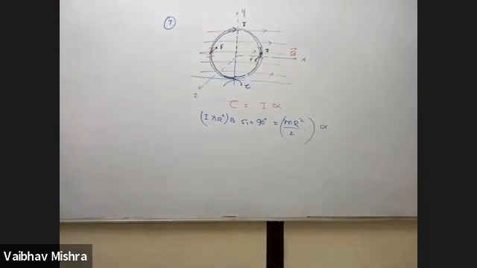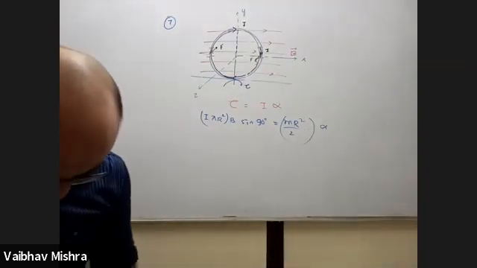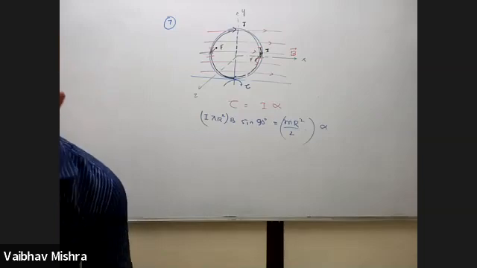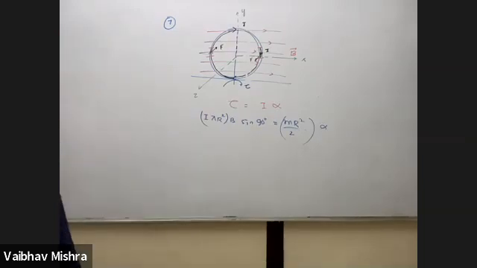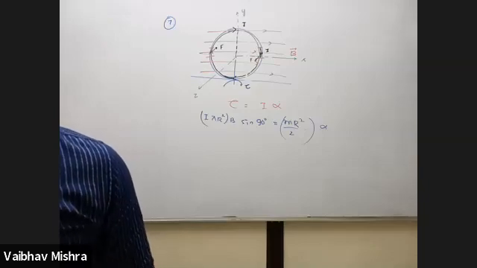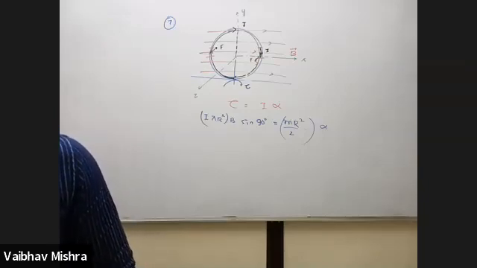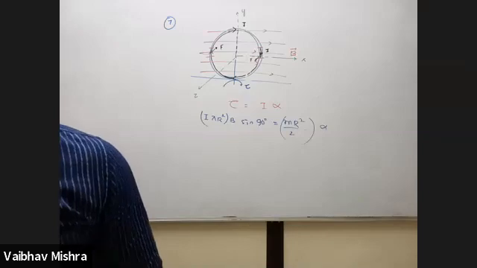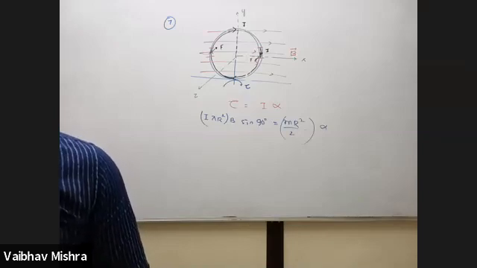Question number 9. A rectangular coil PQ. Question number 8 हम कर चुके हैं, इसलिए question 8 is in the notebook. Question number 9. Rectangular coil PQ has 2n turns, area 2A, and carries the current 2I. As shown, the plane of coil is at 60 degree.